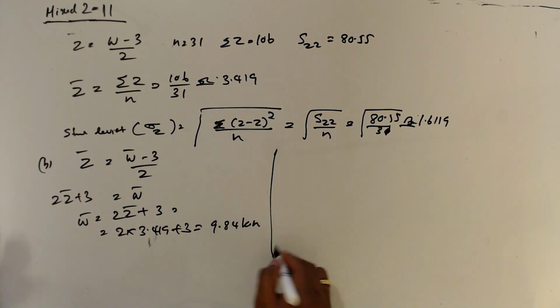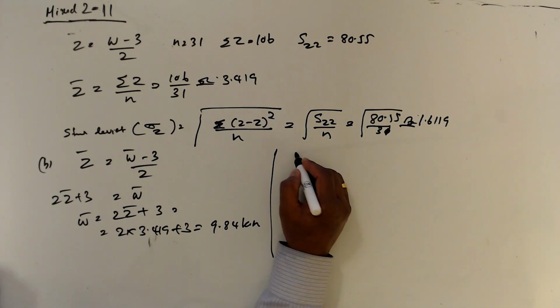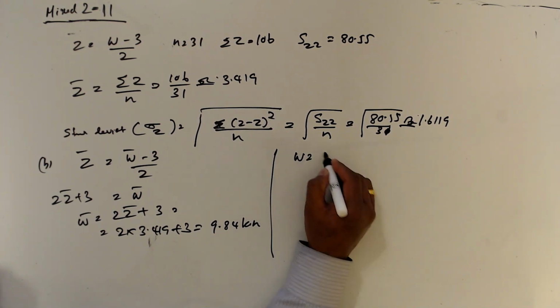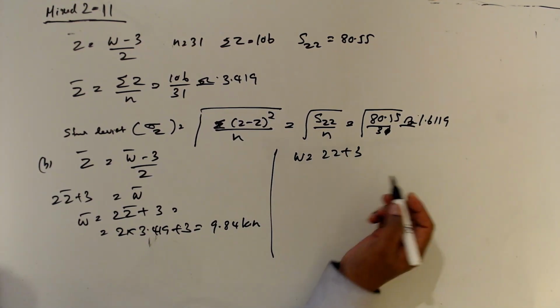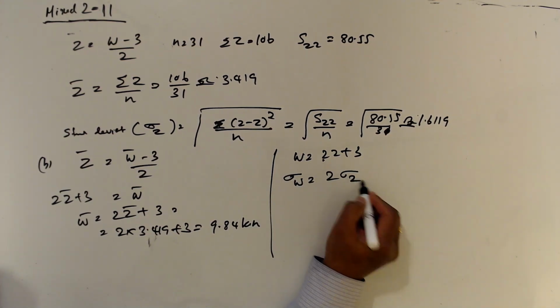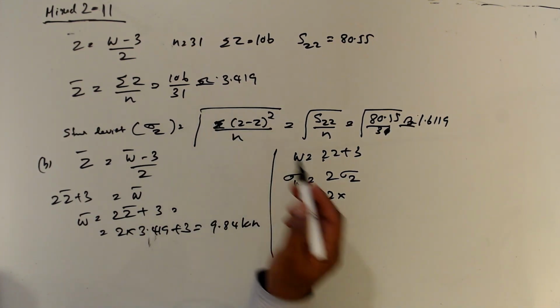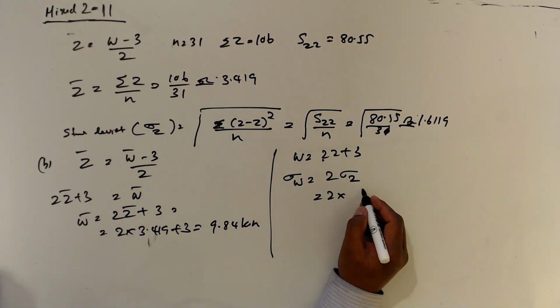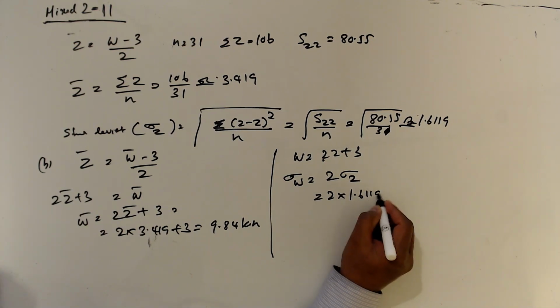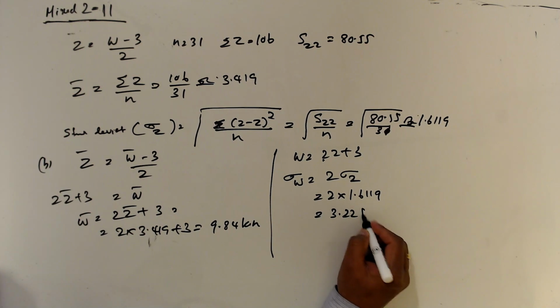And we need sigma w, where w equals 2z plus 3. So sigma w equals 2 times sigma z. So 2 times sigma z is 2 times 1.6119, which is 3.22.